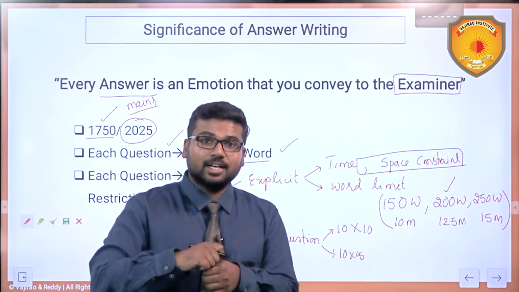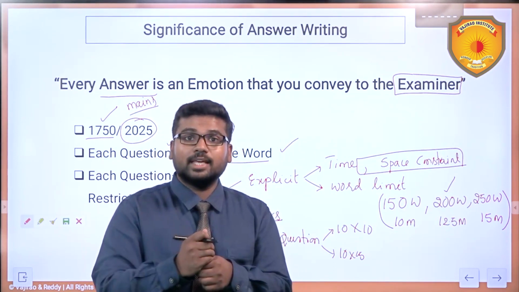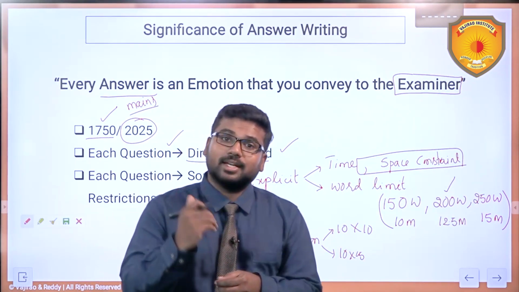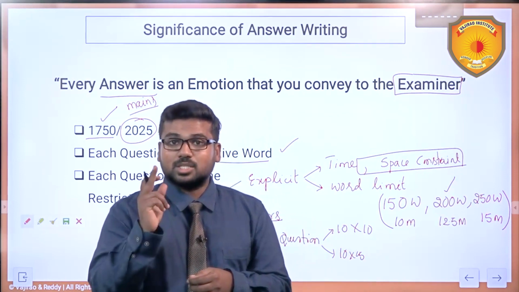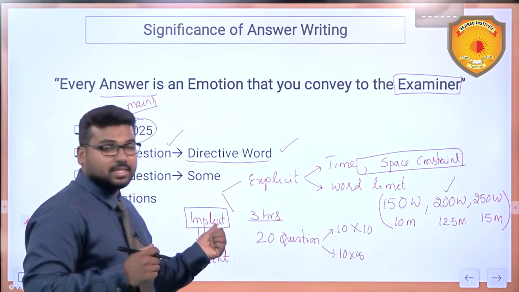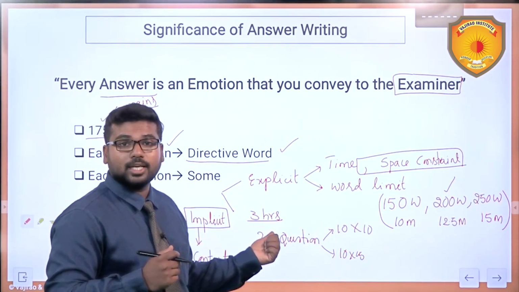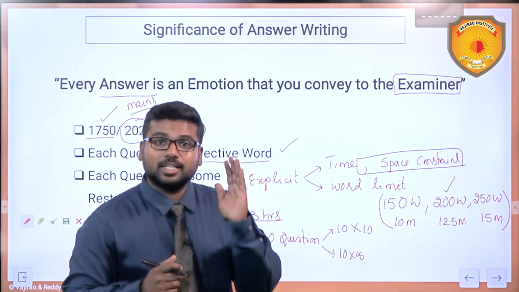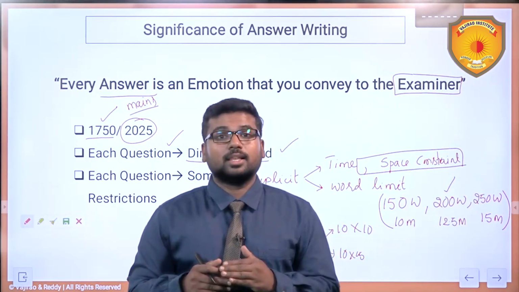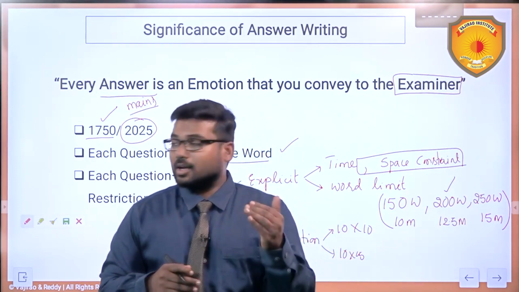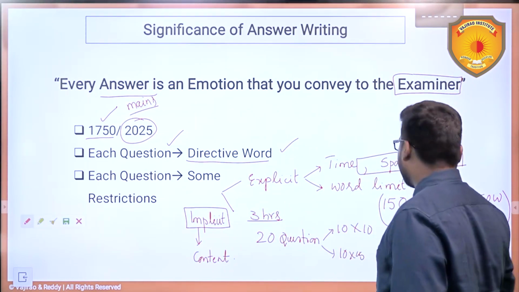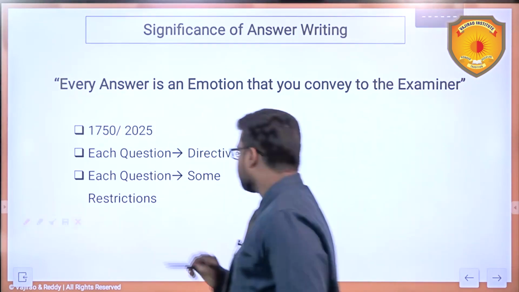How do you find it? By going thoroughly through the question, reading the question again and again, knowing what is the demand of the question. That's where this implicit restriction plays a very important role. Those who understand it and write their answers according to the demand of the question perform well, they get good marks.